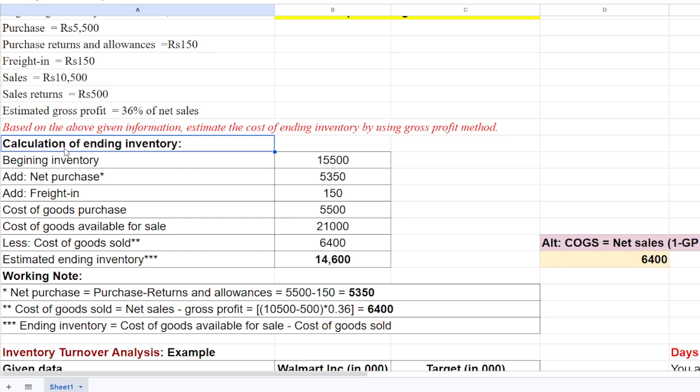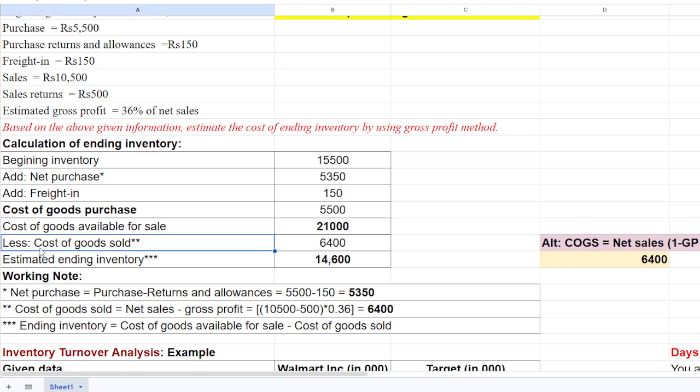ending inventory. So in this case, as I explained earlier, we have the beginning inventory and net purchase. Net purchase means purchase, return and allowances, so this is the value. Freight in 150. So this is called cost of goods sold, friends. That means beginning inventory plus cost of goods purchased is known as the cost of goods available for sale.